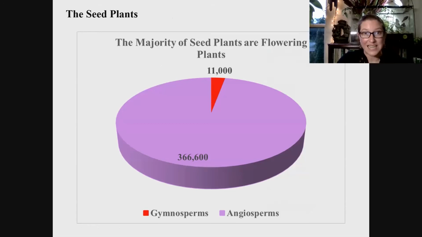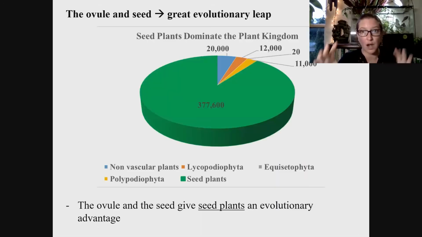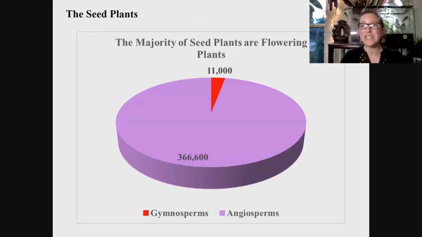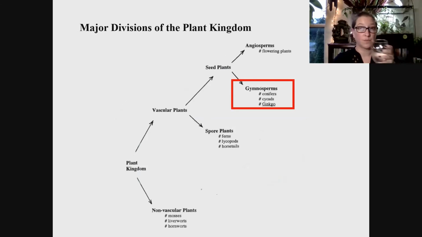Of those seed-bearing plants, if we were to take the green part of this pie chart and make its own pie chart with just the green part, this is what it would look like. The majority of the seed-bearing plants are flowering plants, about 370,000. And then there's about 11,000 that are gymnosperms. So angiosperms are flowering plants, gymnosperms are not, but they still make seeds. So here's our roadmap, and today we're going to cover those gymnosperms.